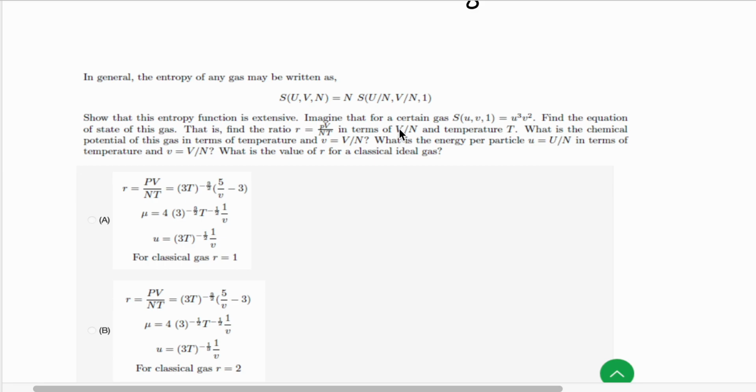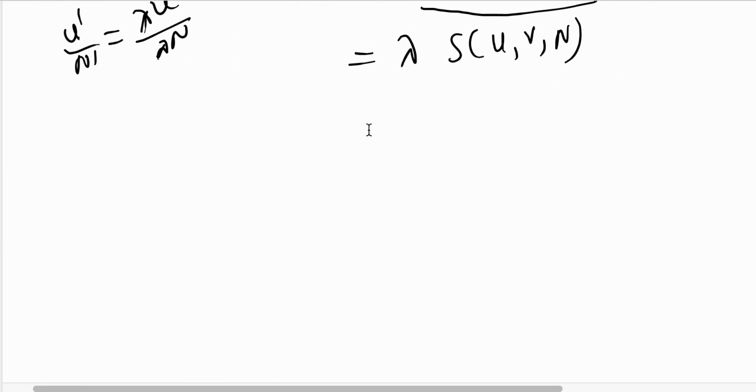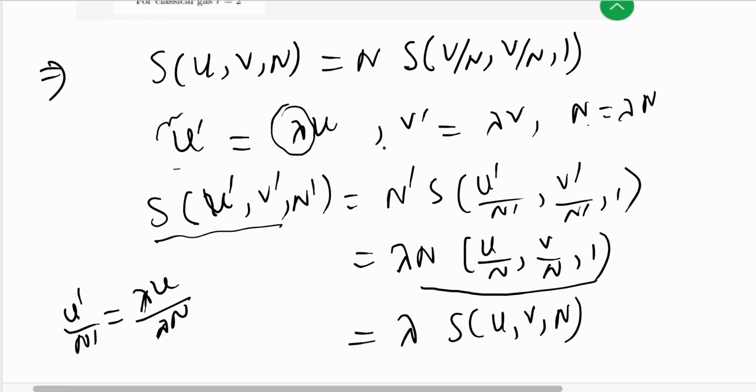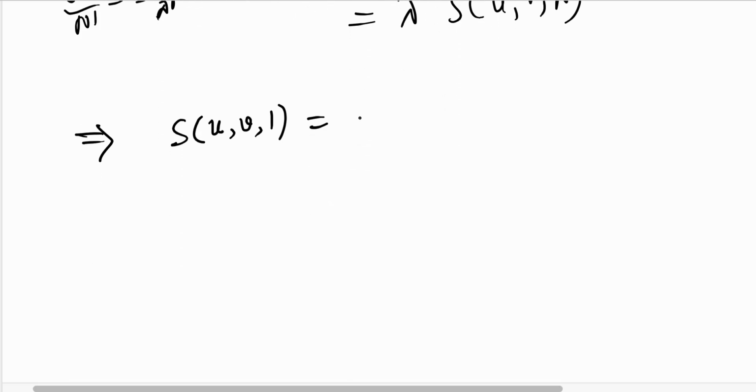Now the second question, part 2, is: imagine that for a certain gas, s(u, v, 1) is equal to small u cube v square. Find the equation of state of this gas, and find the ratio of R, PV by NT. Let's do that. It is given that s(small u, small v, 1) is equal to u cube v square.